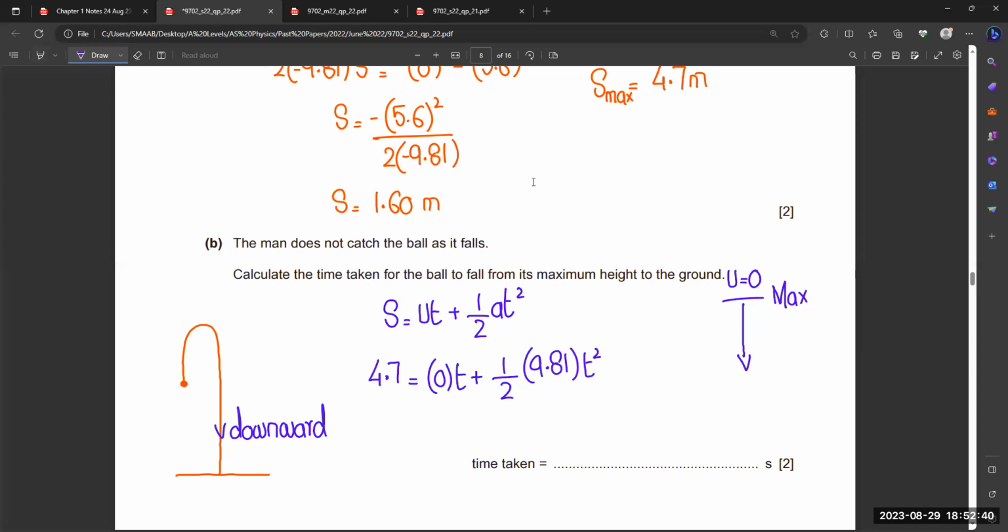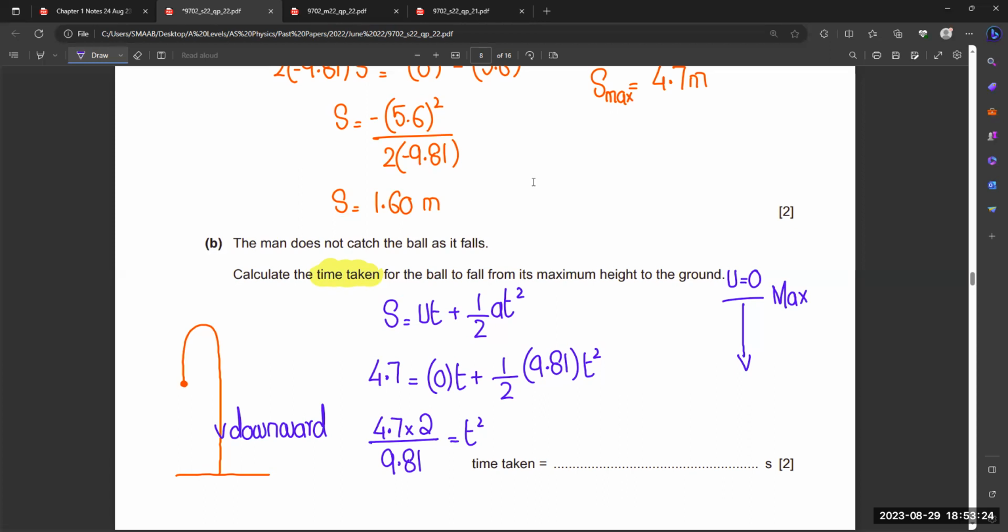Now they are talking about the time. So time is unknown till now. So we are finding the value of time from this equation. So this will be equal to 4.7 multiplied by 2 divided by 9.81 is equal to t squared, right? So just multiply the quantities and divide by 9.81, and then we just take the square root. So your final answer will be around 0.98.